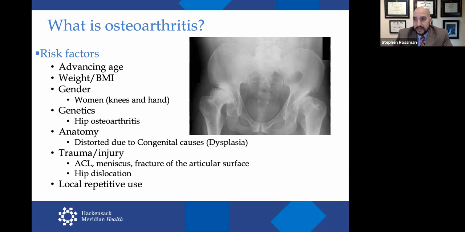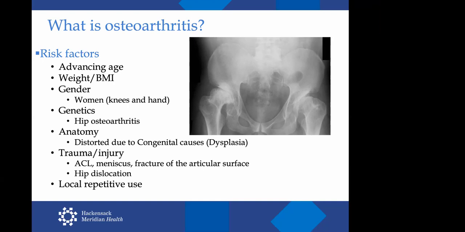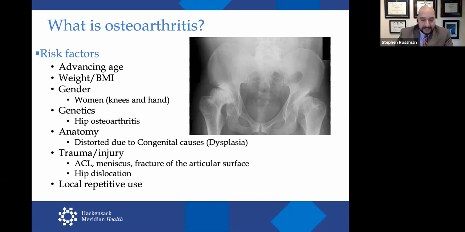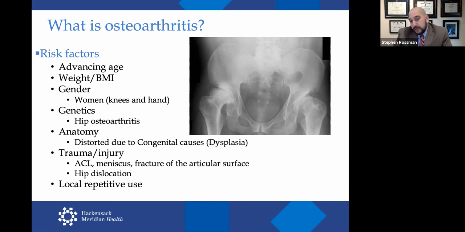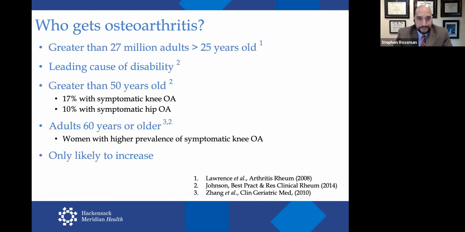Certainly you can have arthritis from trauma, like an old ACL injury. If the ACL is not fixed, it causes improper mechanics across the knee, and that can lead to it. And local repetitive use. And these are just a few. And many times we don't even know the cause. We don't even necessarily have a reason, but it happens.